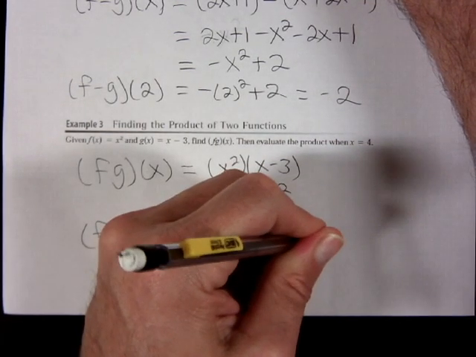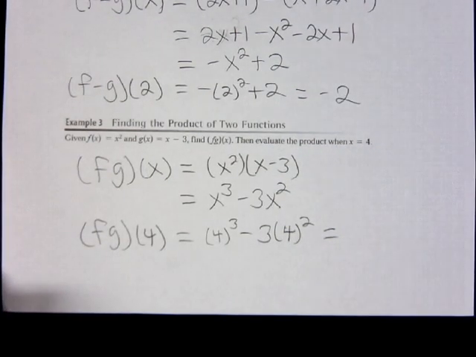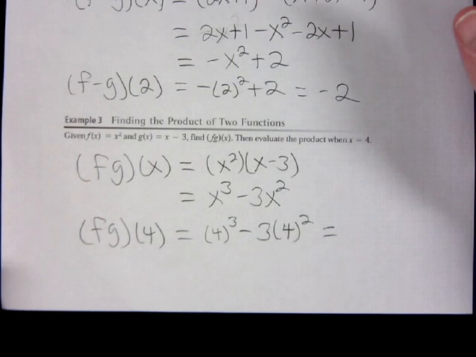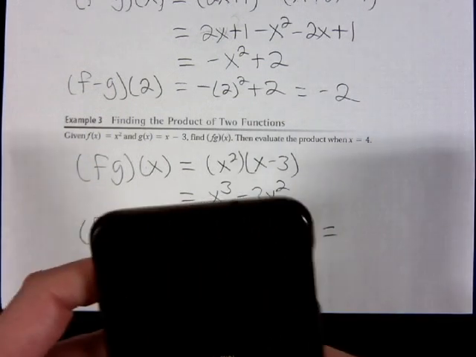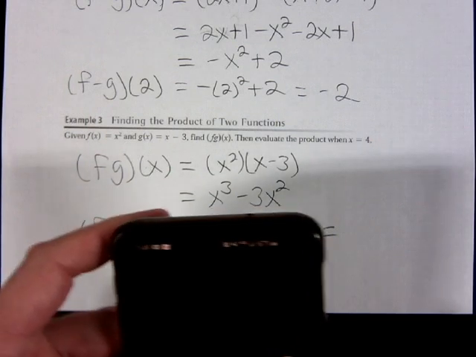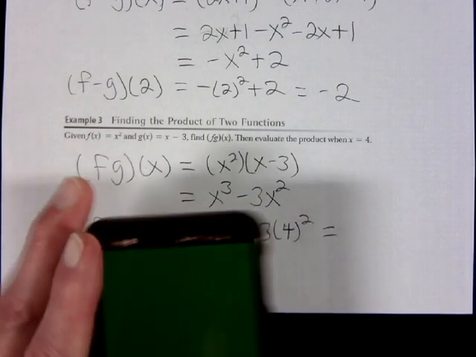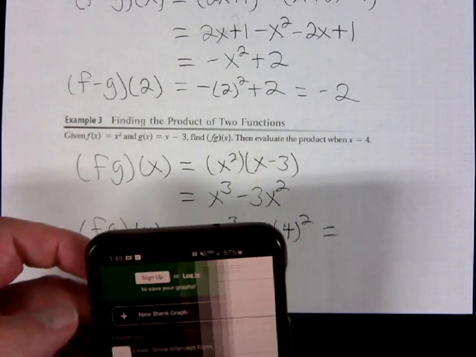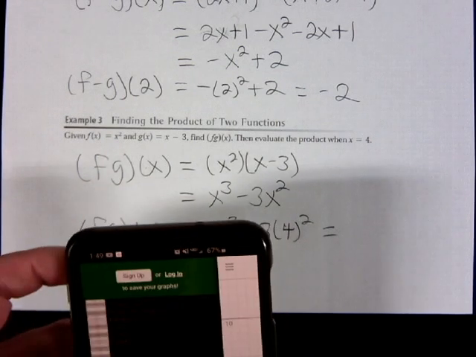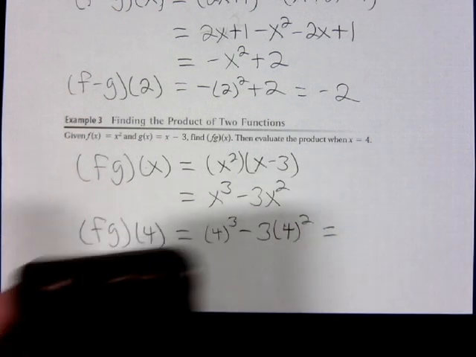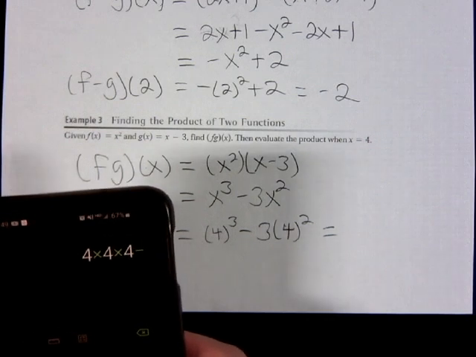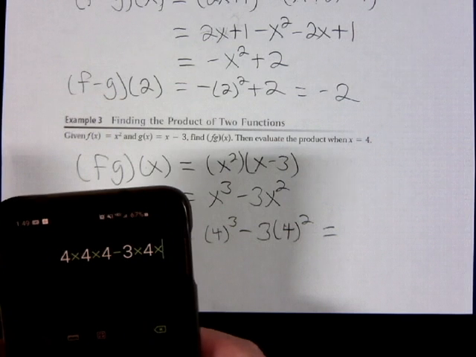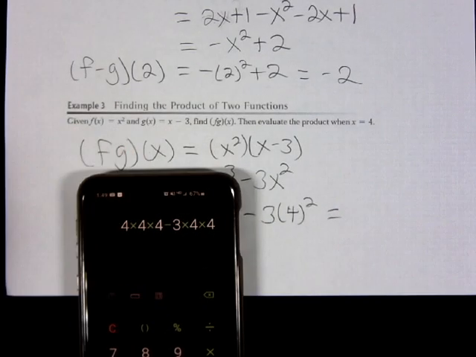And so when we evaluate all of that out, you can plug that straight into the calculator if you want to. I don't even need the Desmos calculator for this. I can just go 4 times 4 times 4 minus 3 times 4 times 4. Then we can see that that's going to be 16 for my answer.